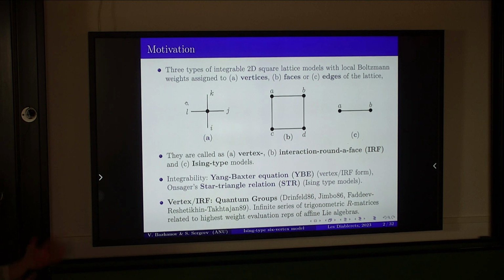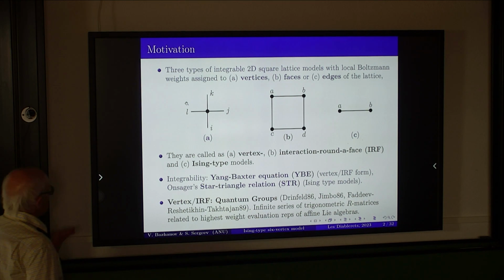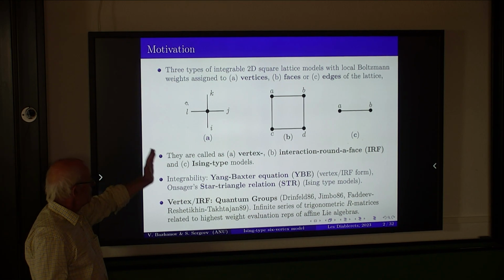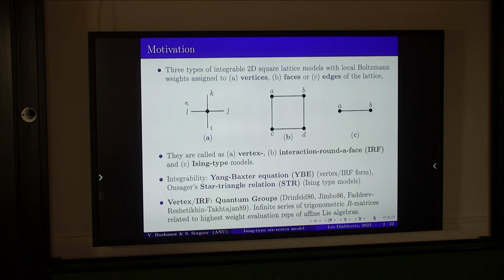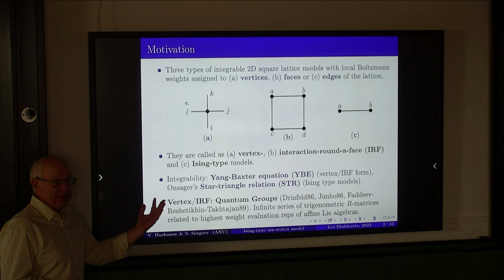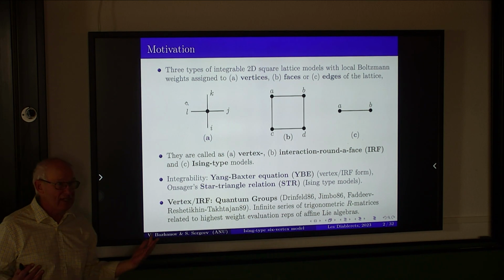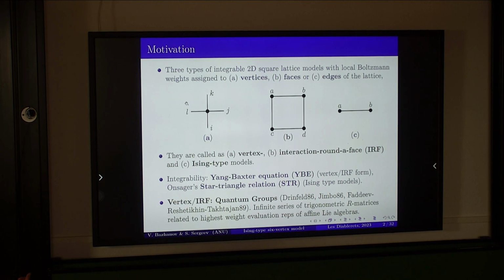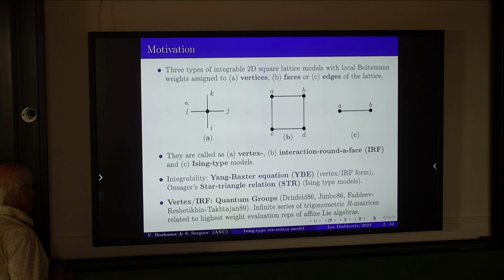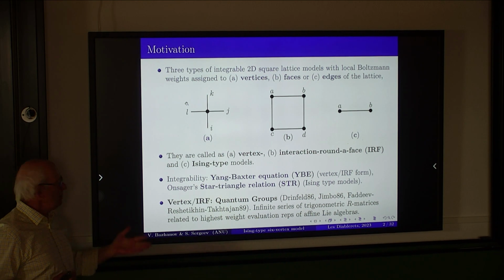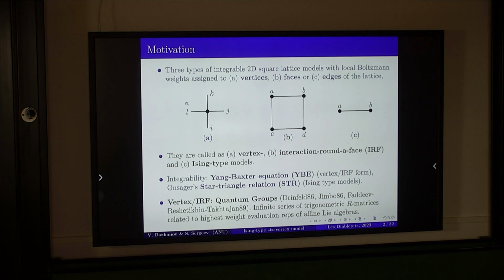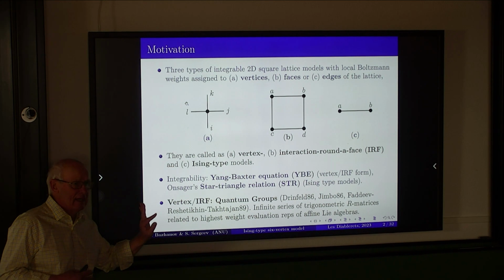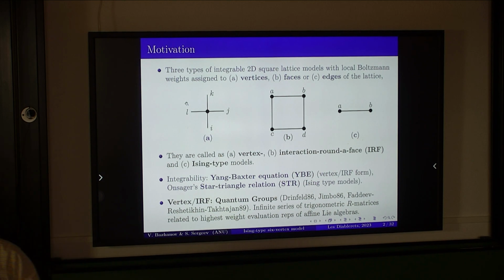So what about integrability? We know a lot of models of all three sorts, and for integrability, for the first and the second type, it is the Yang-Baxter equation. And for the third type, the Ising type, it's usually the star-triangle relation. So what do we know about the Yang-Baxter equation for vertex and IRF, interaction round the face, models, which are related by the vertex-face transformation, so they're closely related.